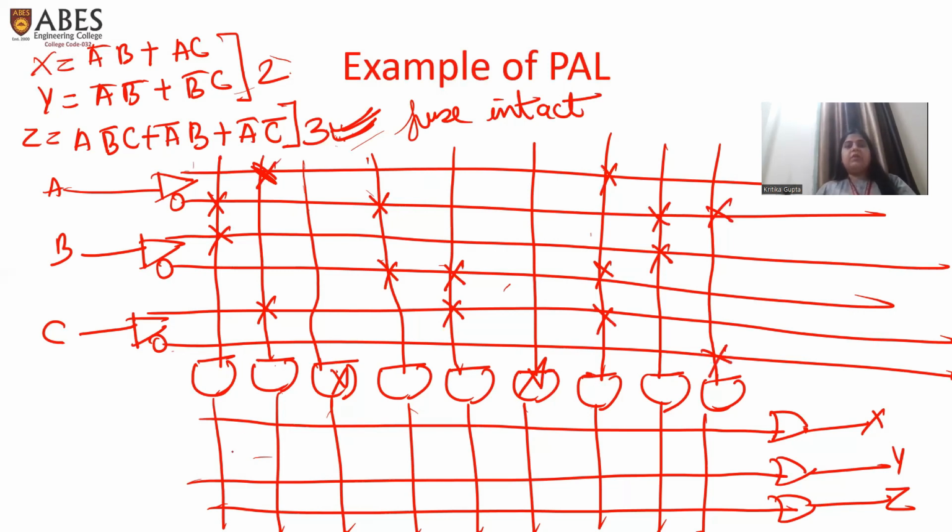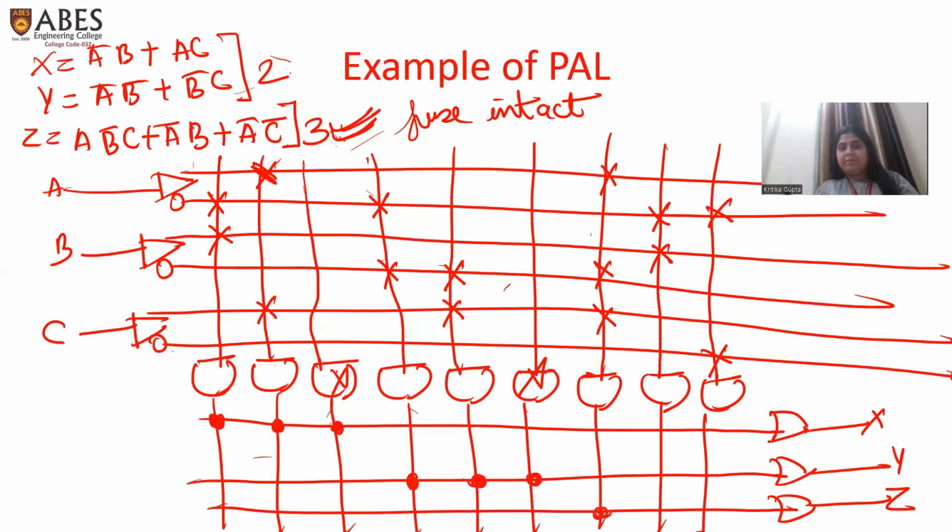Yes. Next point. For X, how many minterms are there? A bar B, and AC. So I am using a dot here, which shows that your OR gate is fixed. You don't need to worry about the OR gate because the OR gate is fixed. You have to program only the AND gates, A bar B, and AC. Next, for Y, A bar B bar, B bar C, and this also.